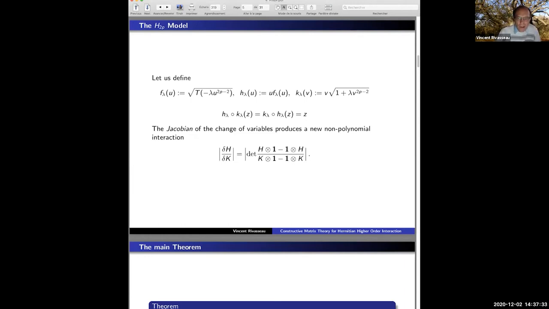The Jacobian of the change of variable produces a new non-polynomial interaction. dH over dK equals the determinant of H tensor 1 minus 1 tensor H over K tensor 1 minus 1 tensor K. This is a formula which is true quasi-generally. It can be checked through perturbation theory. It holds non-perturbatively as well. Borel-Sommerfeld.